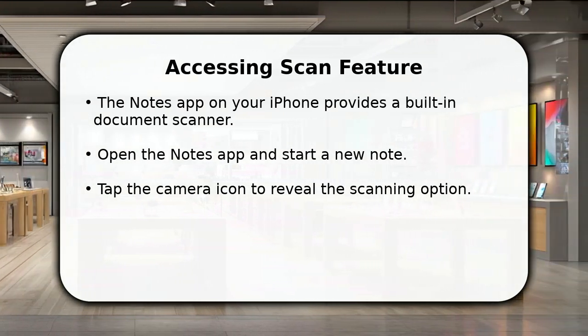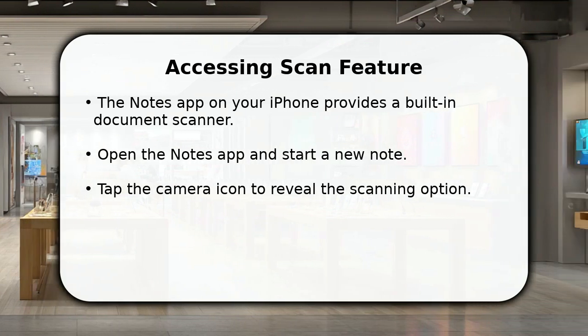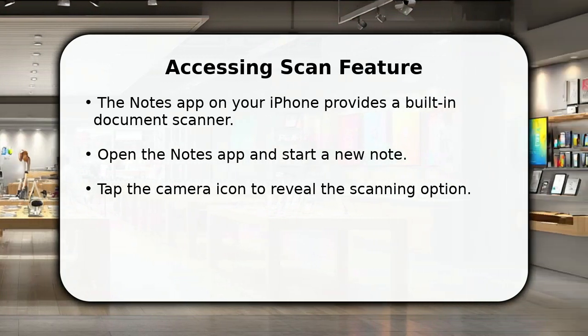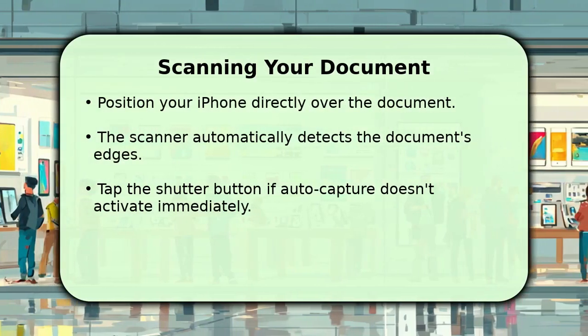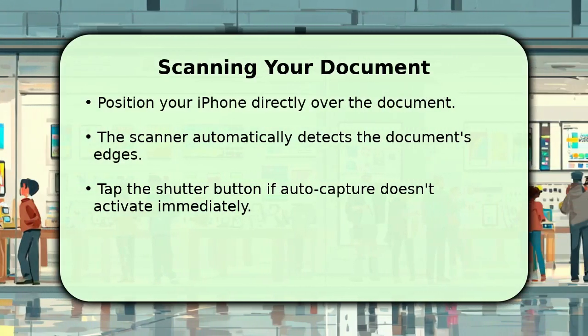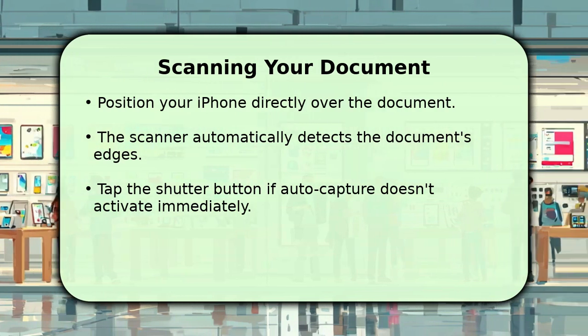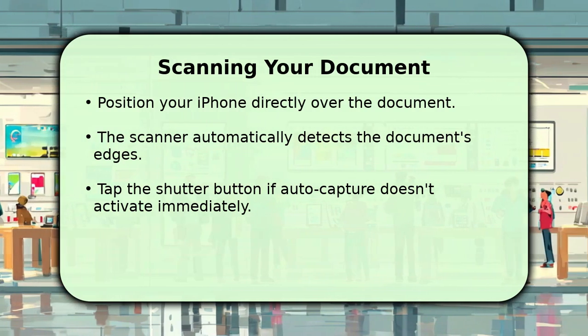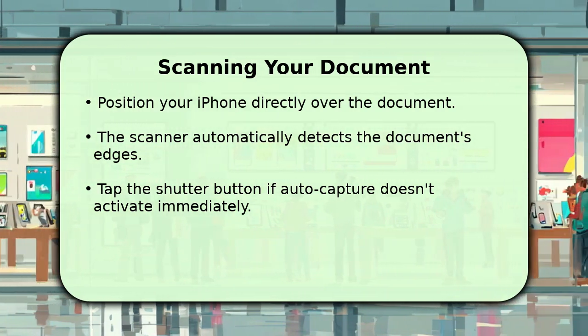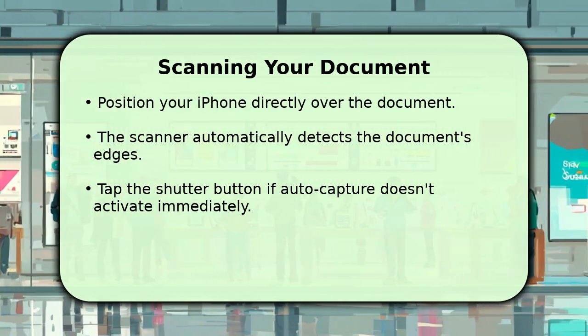This will present you with several options, including Scan Documents, which is exactly what we need for crisp, digital copies. Now, hold your iPhone steadily over the document you wish to scan. The device will intelligently detect the document's boundaries and highlight them with a yellow box. It often captures the image automatically once it has a clear view.